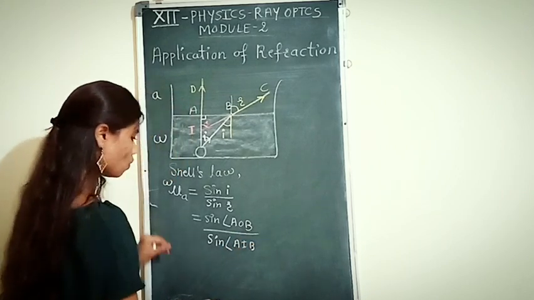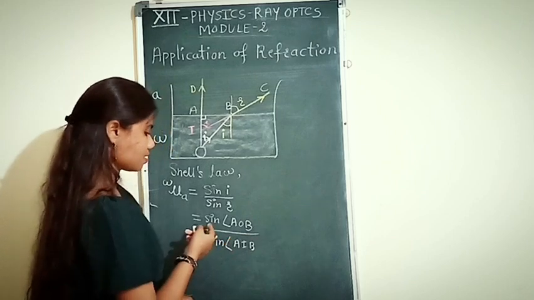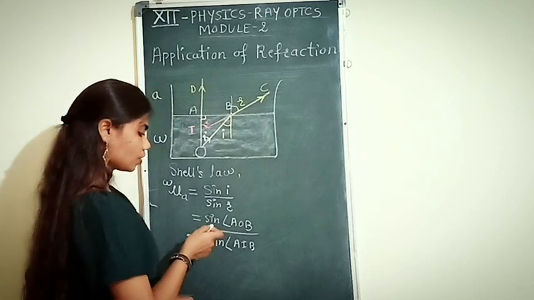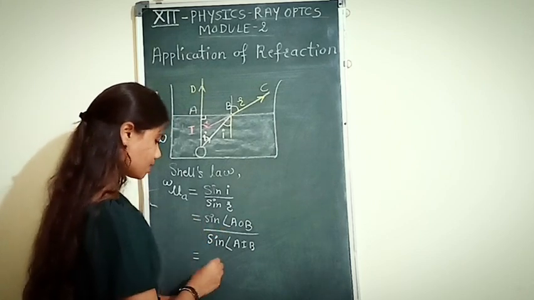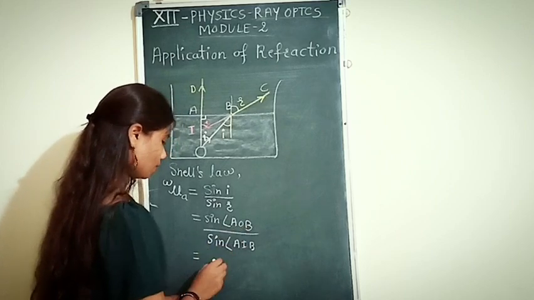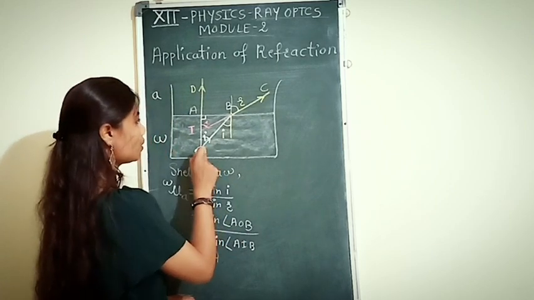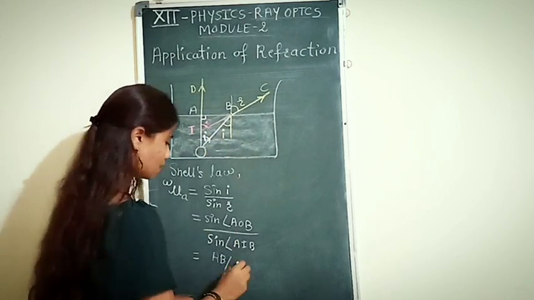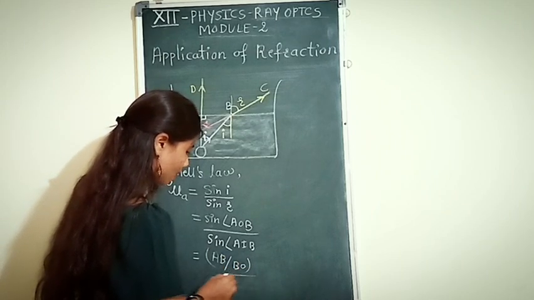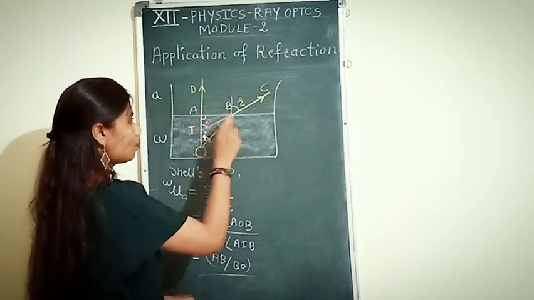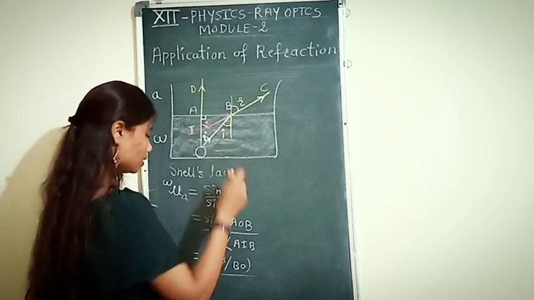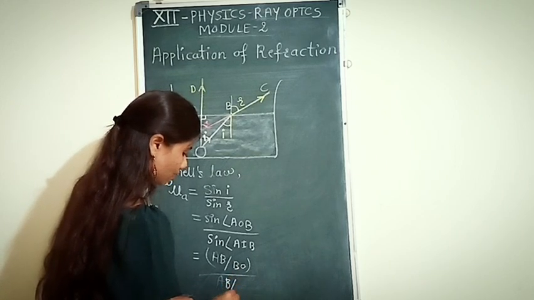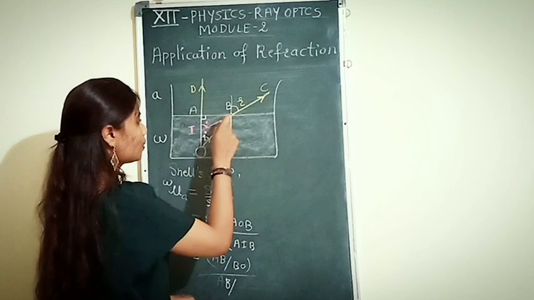AIB. So, how can we write this using the sine trigonometry formula? We can equate it in terms of the trigonometric ratio. Sine of AOB means opposite, which is AB, upon hypotenuse, that is BO, divided by sine of AIB. Again, for this the opposite is AB and it is divided by the hypotenuse, which is BI.